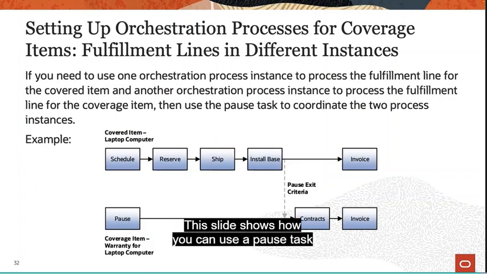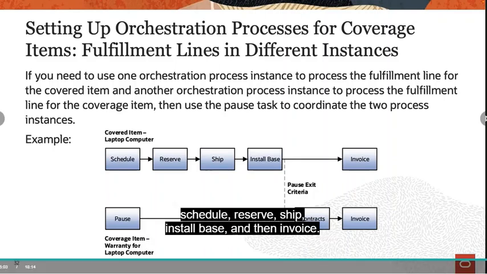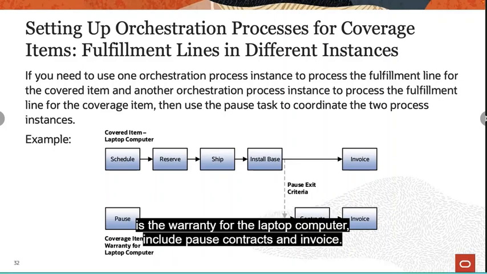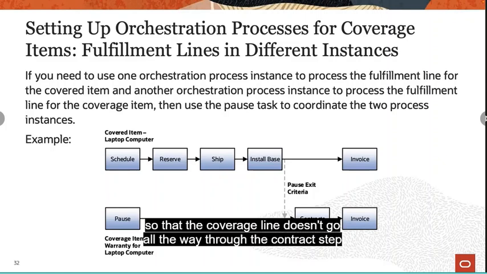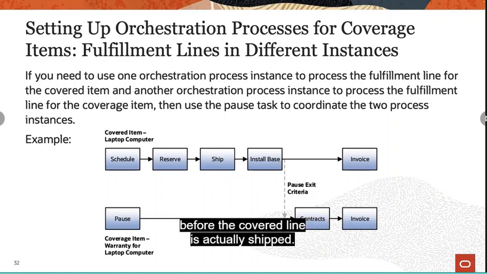This slide shows how you can use a pause task to coordinate different orchestration process instances. The orchestration process steps for the covered line, which is the laptop computer, are schedule, reserve, ship, install base, and then invoice. Whereas the orchestration process steps for the coverage line, which is the warranty for the laptop computer, include pause, contracts, and invoice. With this approach, you have to coordinate the two processes so that the coverage line doesn't go all the way through the contract step before the covered line is actually shipped.